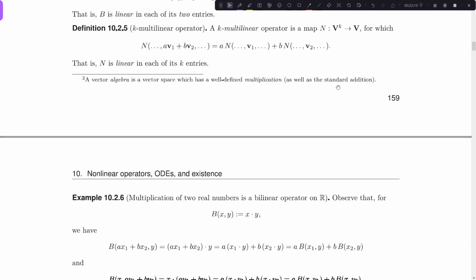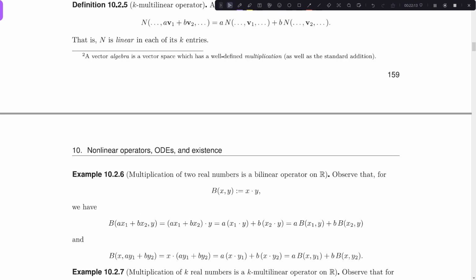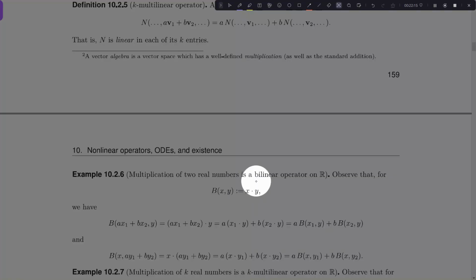And we can look at some examples because this really makes it a bit clearer what's going on with multilinear operators. Let's just take multiplication as an example. B of x, y, these are real numbers, right? It's a multilinear operator on the vector algebra, right? The R is a vector algebra.